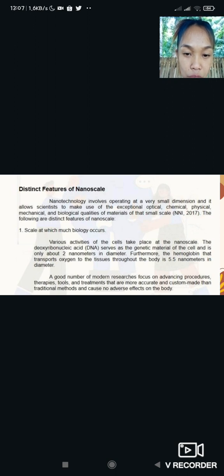A good number of modern researches focus on advancing procedures, therapies, tools, and treatments that are more accurate and custom-made than traditional methods and cause no adverse effects on the body. An example of this is the biobarcode assay, which is a fairly inexpensive approach for identification of specific disease markers in the blood despite their small number in a particular specimen.